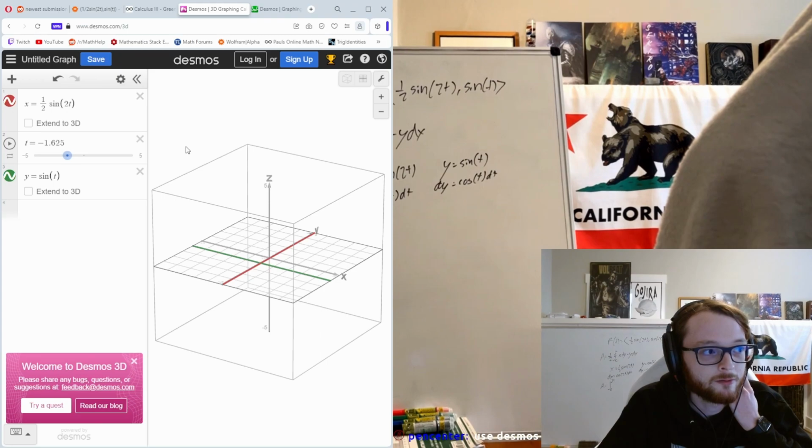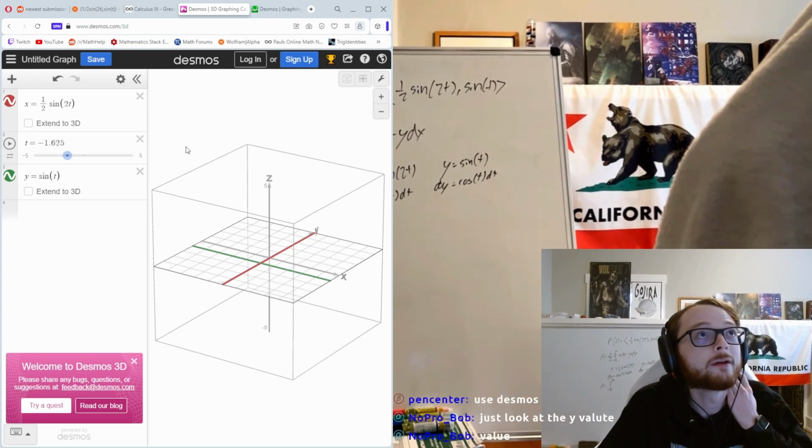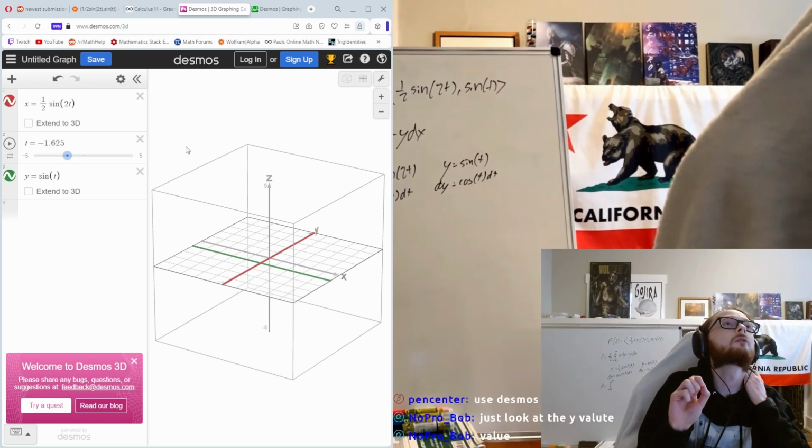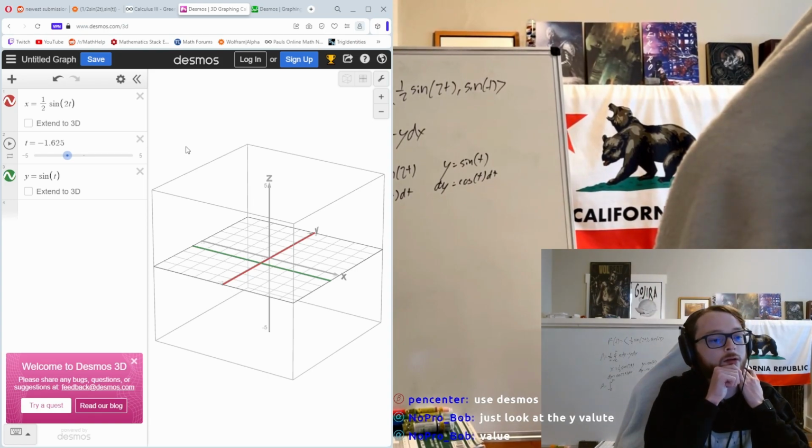Just look at the y value. Oh, I guess you're right. It would have to start from 0, go up, peak, and come all the way back down from 0 to pi. I could buy that.